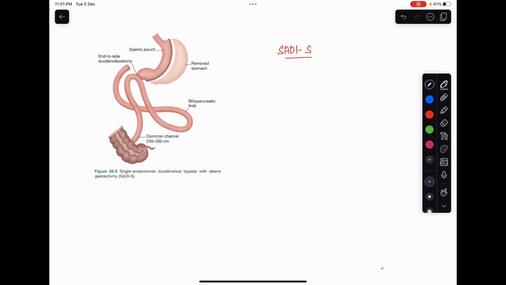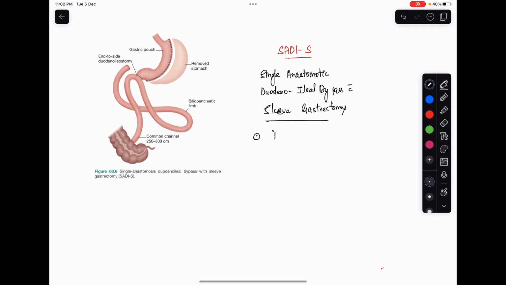Coming to SADIS, that is single anastomotic duodeno-ileal bypass with sleeve gastrectomy. In biliopancreatic diversion with duodenal switch, we are doing two anastomoses. But in this surgery, there will be only a single anastomosis. So what is the advantage compared to BPD with duodenal switch? There will be single anastomosis, so surgical trauma will be less. So there will be faster recovery compared to that, and fewer complications.